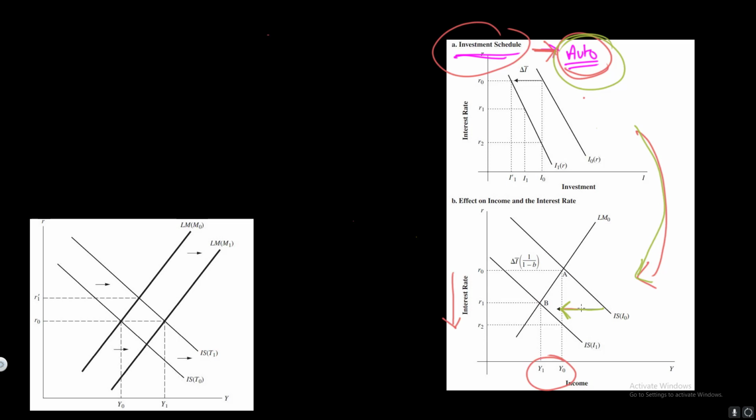Now why is that happening? The IS curve will shift to the left for the very same reason as we did for government spending. We know that an increase in government spending causes the IS curve to shift to the right, and a decrease in government spending would cause the IS curve to shift towards the left. Just like government spending, we know that Y is equal to C plus I plus G. So if the government spending increases, the IS curve shifts to the right. When the investment increases, the IS curve shifts to the right. However, if the investment decreases, the IS curve will shift to the left.